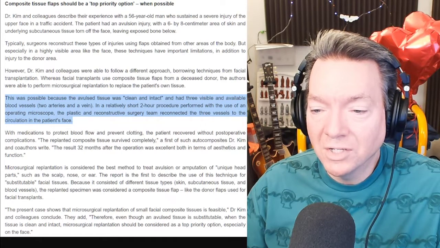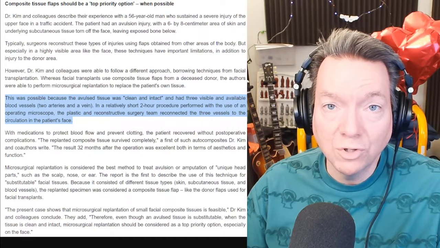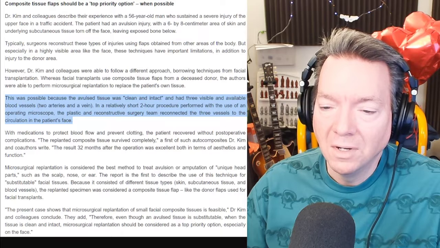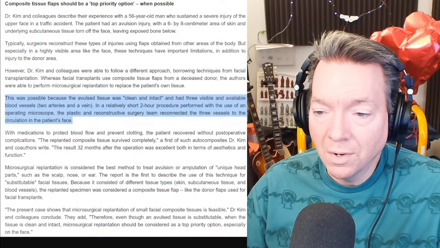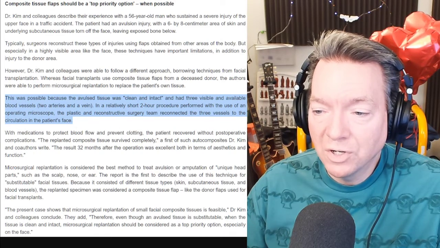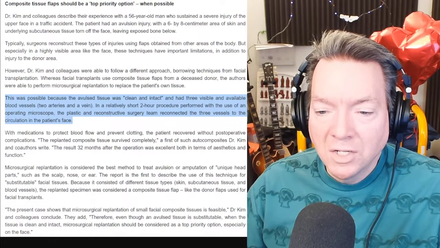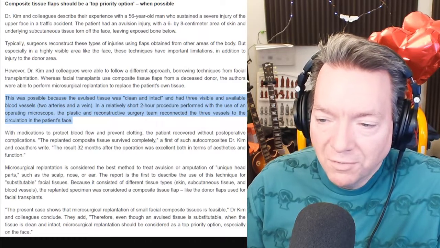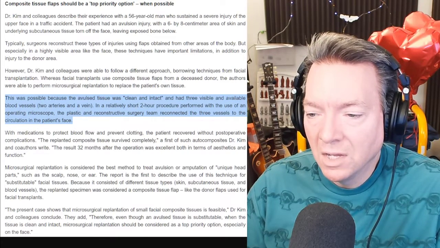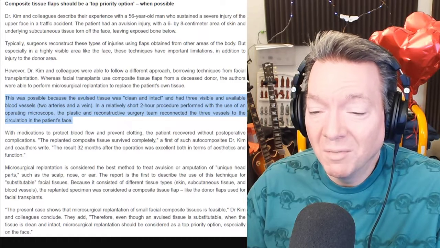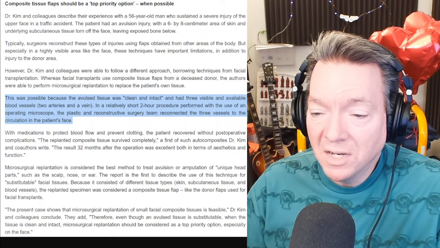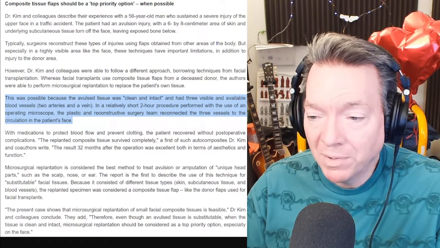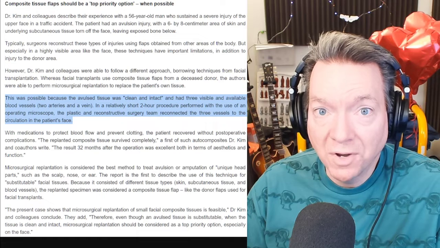Microsurgical replantation is considered the best method to treat avulsion or amputation of unique head parts, such as scalp, nose, or ear. The report is the first to describe the use of this technique for facial tissues because it consisted of different tissue types: skin, subcutaneous tissue, and blood vessels. The replanted specimen was considered a composite tissue flap, like the donor flaps used for facial transplants.